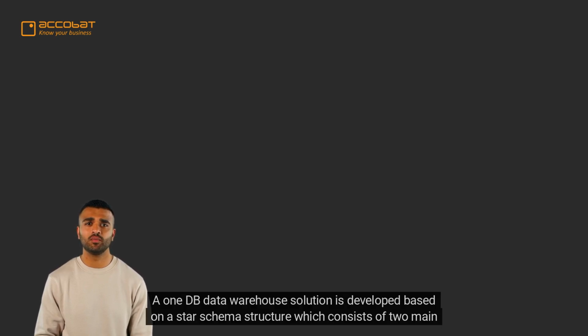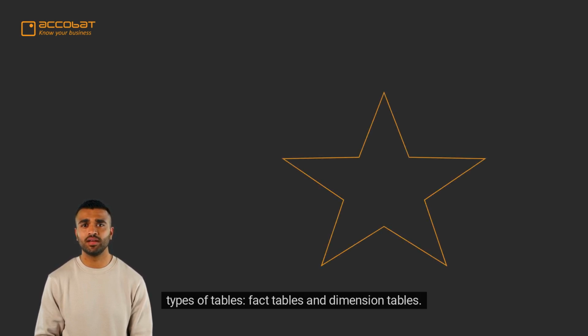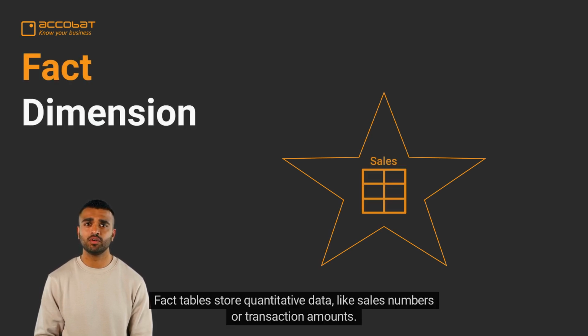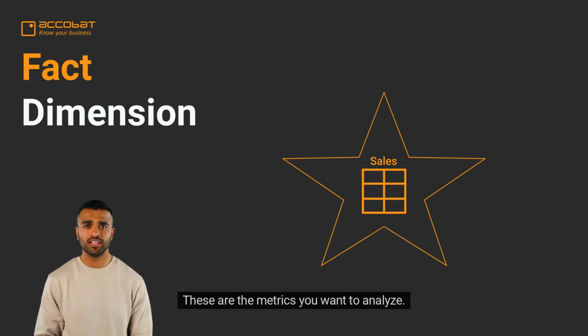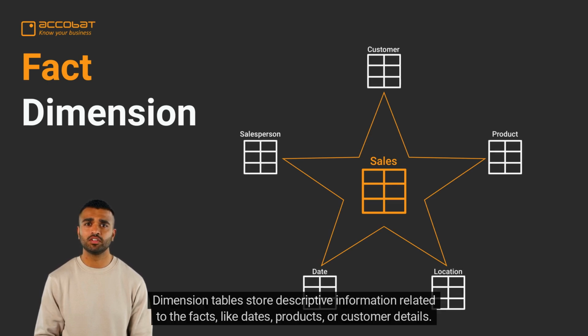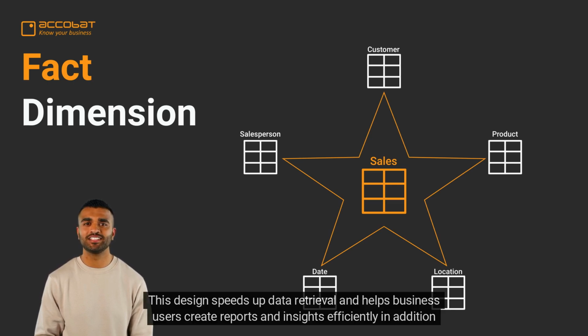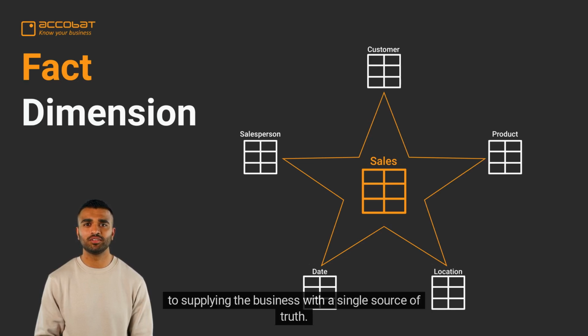A 1DB data warehouse solution is developed based on a star schema structure, which consists of two main types of tables, fact tables and dimension tables. Fact tables store quantitative data like sales numbers or transaction amounts. These are the metrics you want to analyze. Dimension tables store descriptive information related to the facts like dates, products, or customer details. These dimensions help categorize and filter the fact data. This design speeds up data retrieval and helps business users create reports and insights efficiently, in addition to supplying the business with a single source of truth.